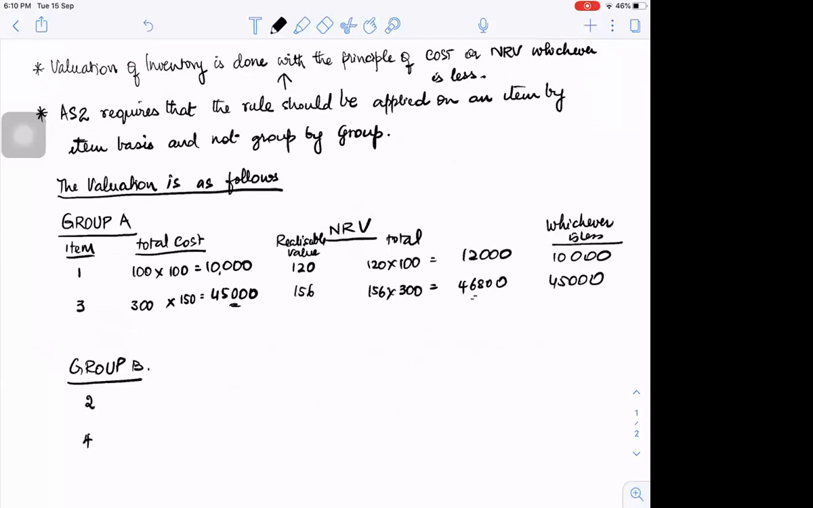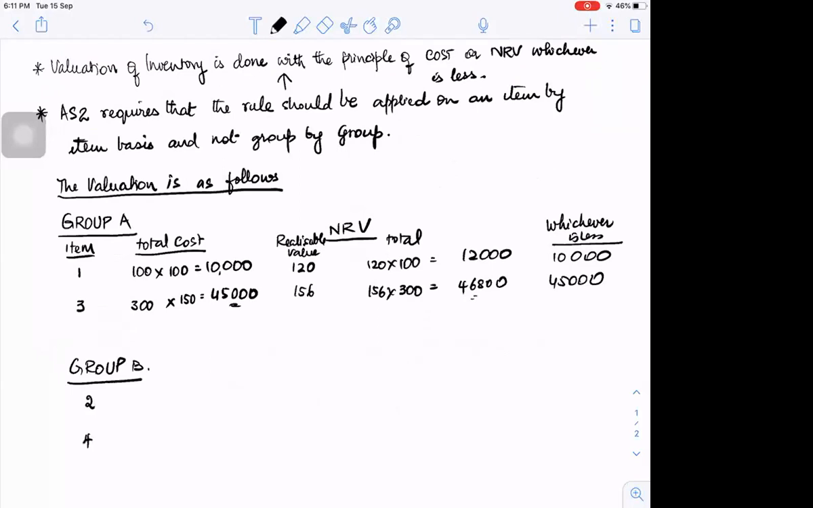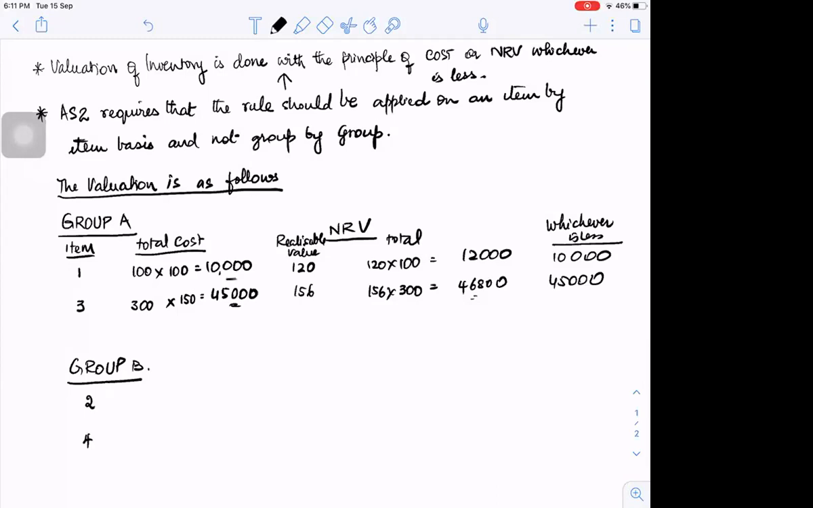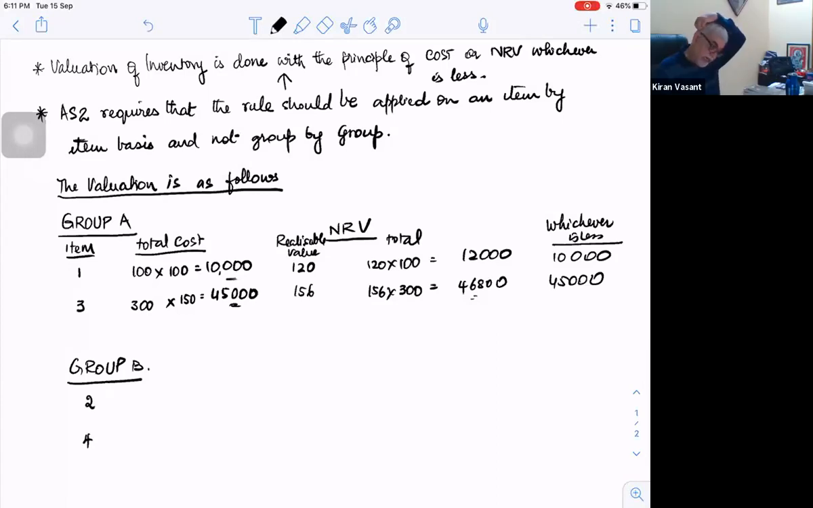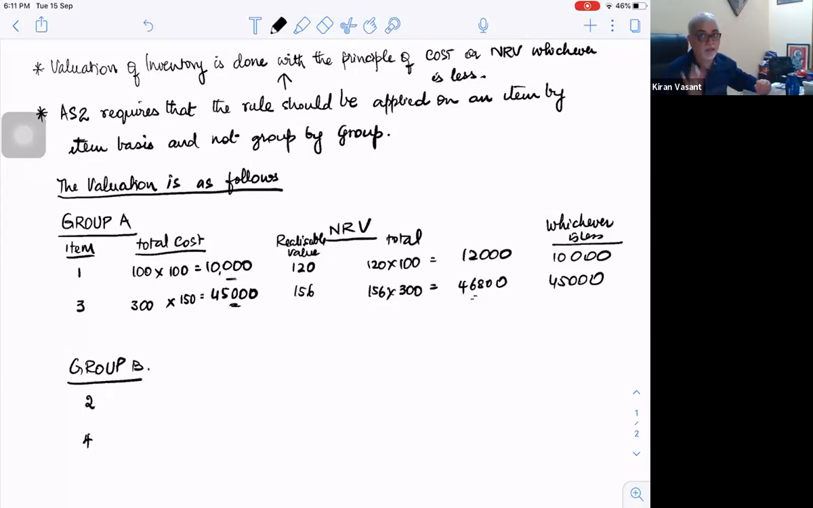What if the first item had net realization value high and the third item's total cost was high? That's why we're going individually, no? We are seeing individually which is lower. Suppose item number 3 was 50,000 cost? Then you must take NRV. Whichever is lower, you should take.